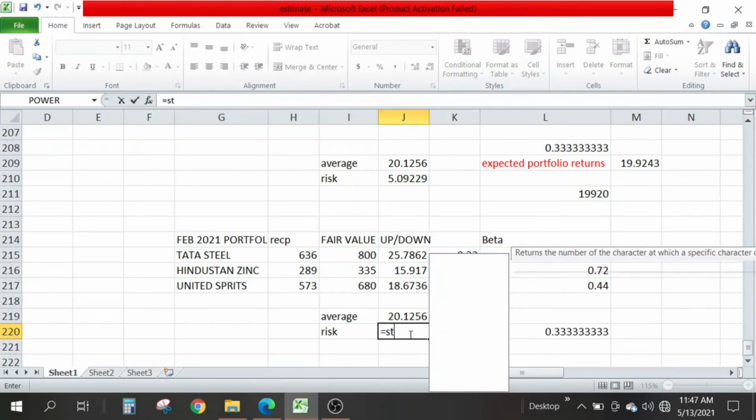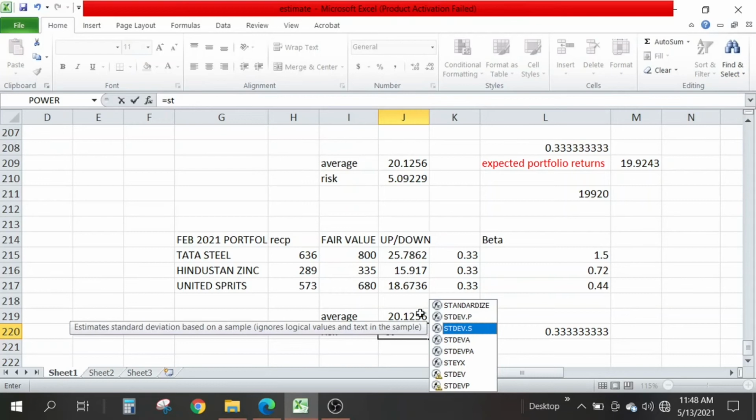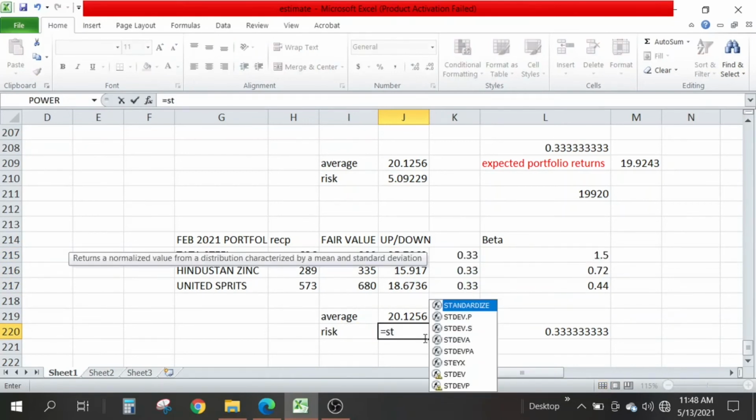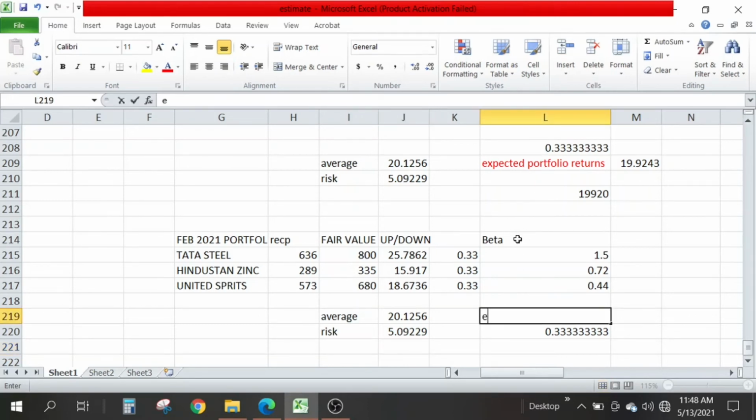And for risk it is standard deviation, STDEV.S, this one. Same process, drag and drop. Oh, it did not get standard deviation, double click, okay, drag and drop, close the bracket, enter. We got 5.09.